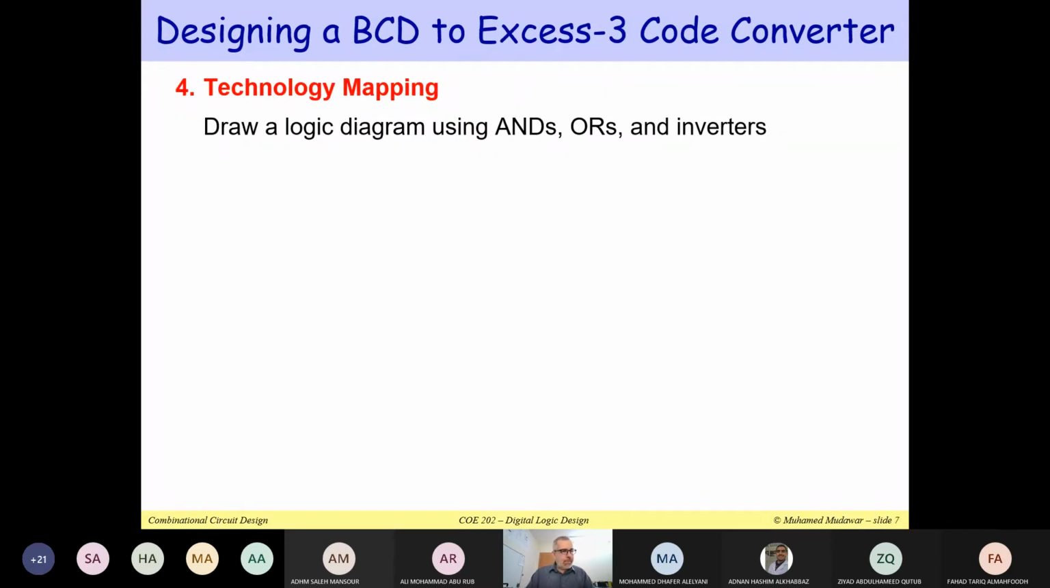So now step number 4 will be technology mapping. We have obtained the equations using the Karnaugh map. What we need to do is draw a logic diagram using the AND, OR, and inverters. So let us do this.